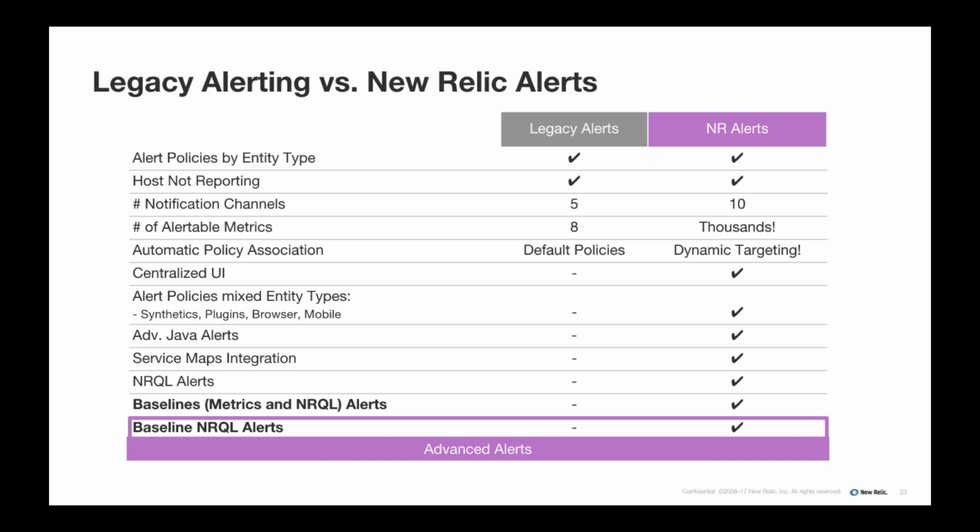Just simple examples, the number of notification channels. As Nate showed, there are many more notification channels in New Relic Alerts, including HipChat, PagerDuty, and Slack. There are thousands of metrics on which you can alert using New Relic Alerts. And then there are these new capabilities: advanced Java alerts, NRQL alerts, and the advanced alerts, which include baseline alerts and NRQL baseline alerts. All are part of New Relic Alerts. They are the new innovations that weren't there in legacy alerts.